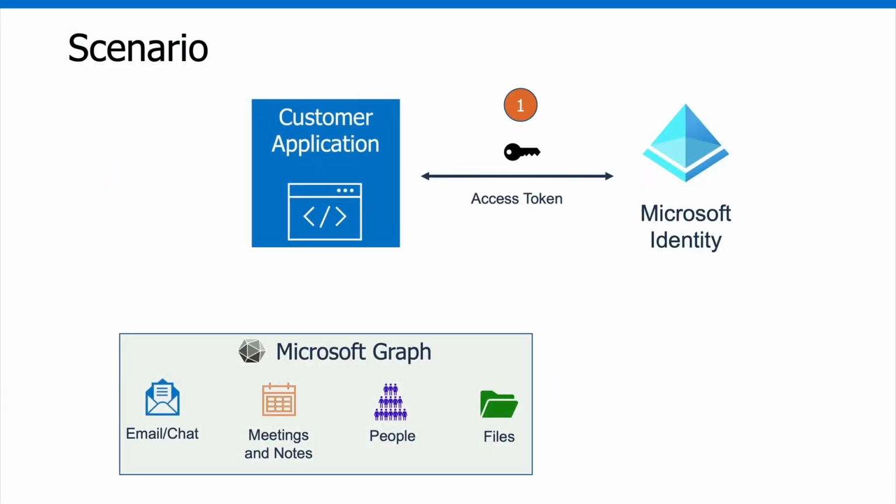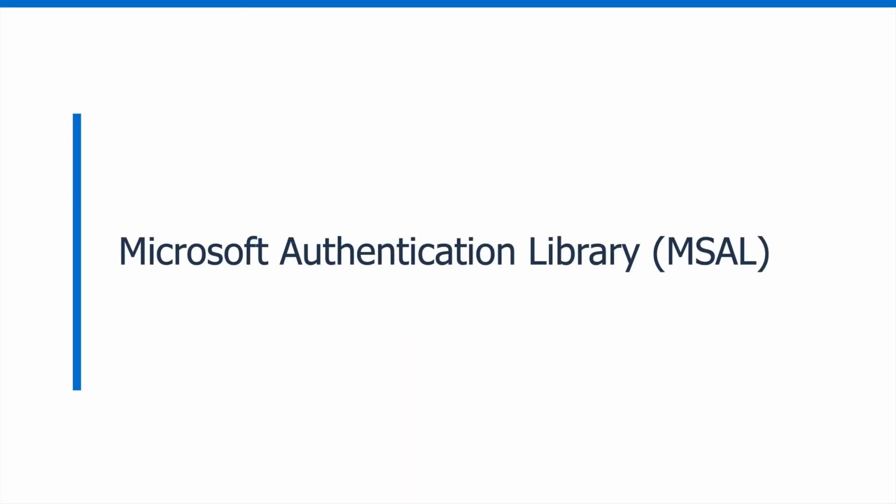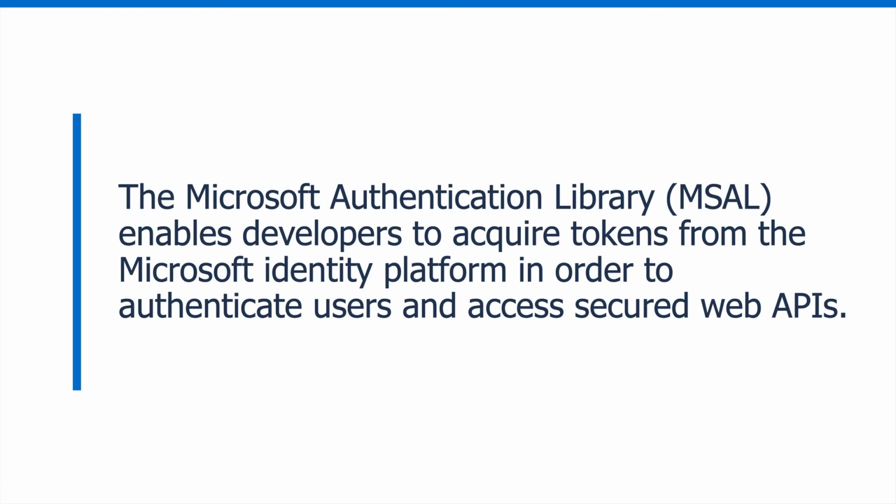Now, token interaction can be challenging if you don't use a library to abstract away the protocol details, validation, token caching, and security. Fortunately, you can use a library called Microsoft Authentication Library, or MSAL, to simplify this process. MSAL enables developers to acquire tokens from the Microsoft Identity Platform to authenticate users and access secured web APIs like Microsoft Graph. MSAL is also available in other platforms such as .NET, iOS, Android, and more.